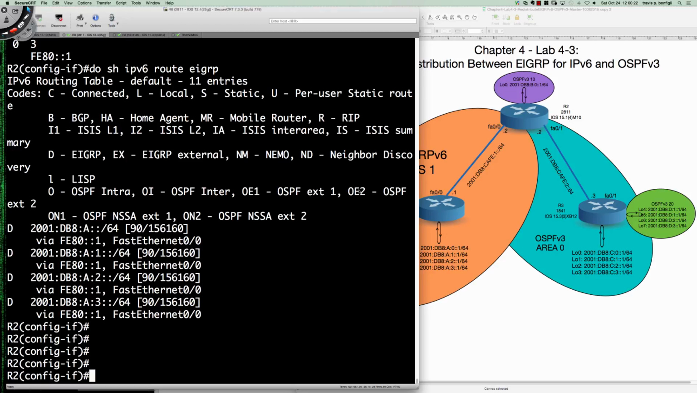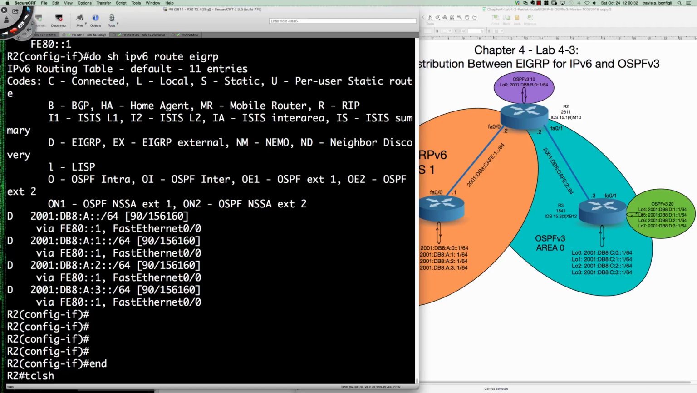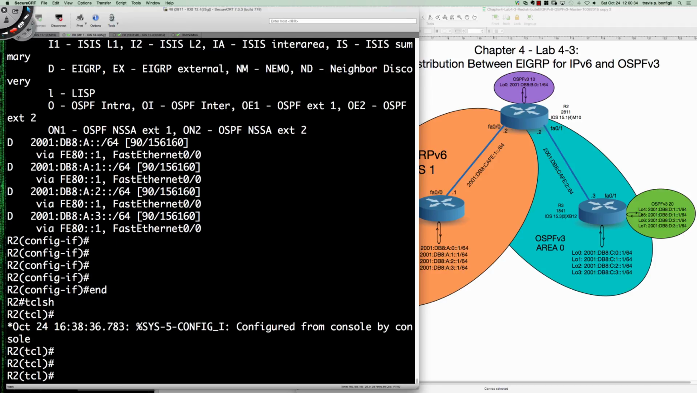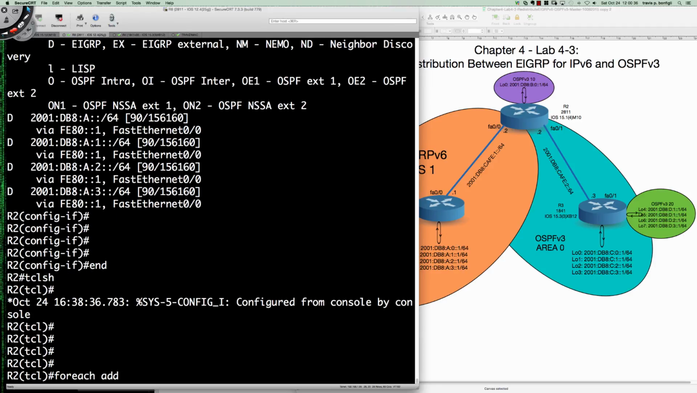So it says verify that router 2 can reach all of the networks. They have a Tcl script there. Definitely go ahead and run that. If I were to say tclsh, and if I were to get into the Tcl shell, I could say foreach address.